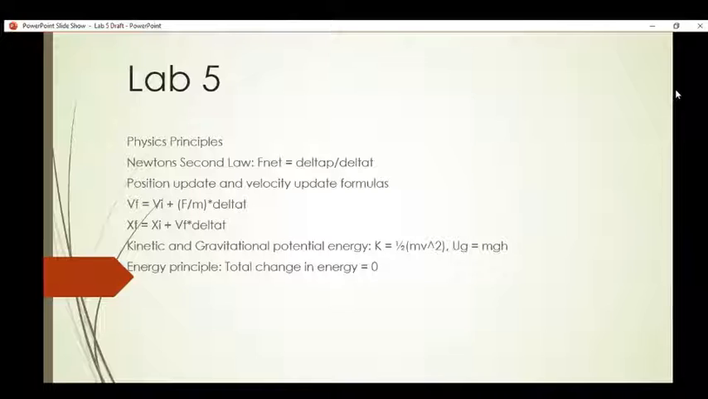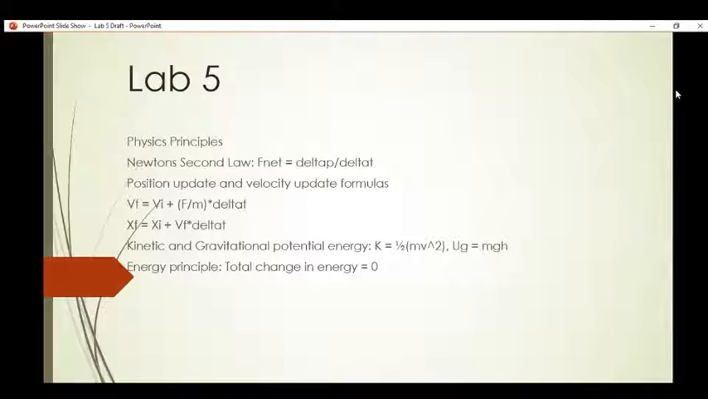For the physics principles behind this lab, first of all, we have Newton's second law, where the net force is equal to the change in momentum over the change in time. And from this, we can derive the velocity update formula and the position update formula, which are given below.